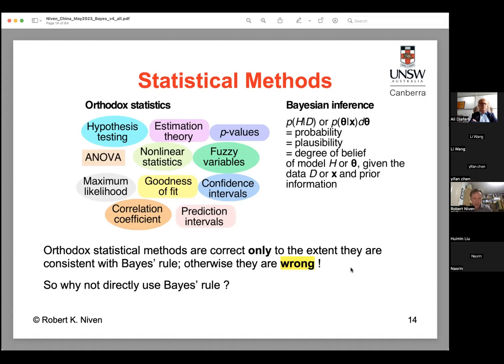So the question really is, well, why do we use these methods? Why don't we just directly use Bayes' rule? And that's what I'm going to demonstrate today.